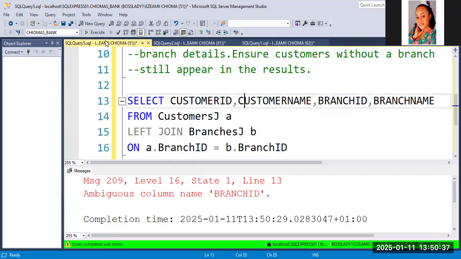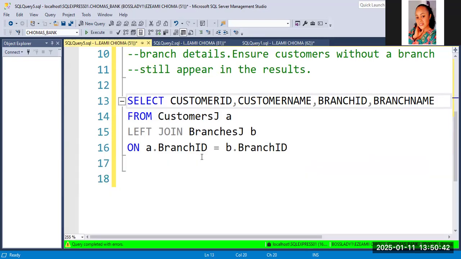Okay. Sorry, ambiguous column name. So this is what we talked about the other time. When we are telling SQL the information we want, we always remember to give the table we want the information from, because this customer ID, we have it on our branch table, we have it on our customer table also. So we want this branch ID from our A table, and then we want this one from our B table because we also have it in our A table, right?